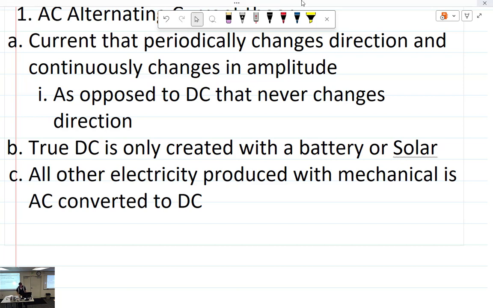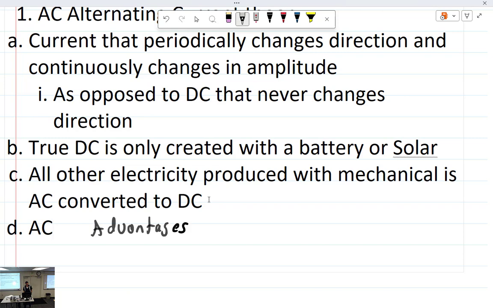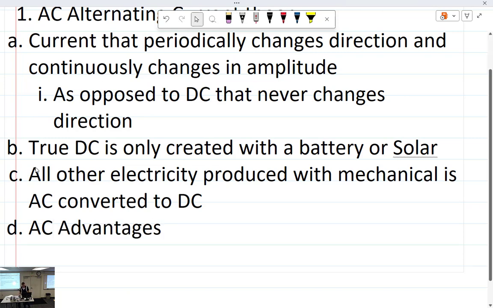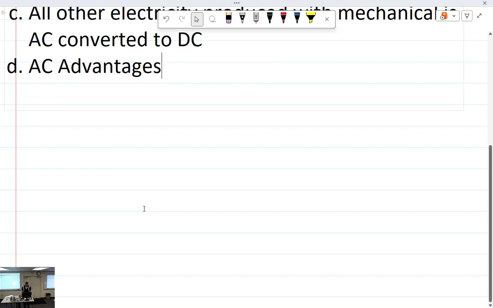All right. AC has advantages. Advantages of AC. And there are many. There was a really good movie I watched on an airplane once, about the fight for electricity in America, where they had Westinghouse, Nikola Tesla, and Edison. Current Wars, that's it. That was a good movie.